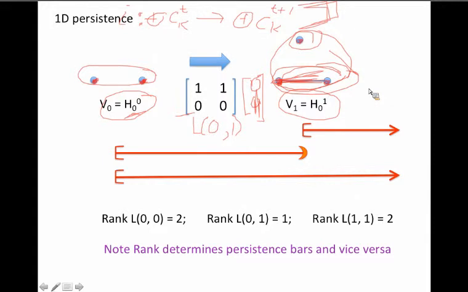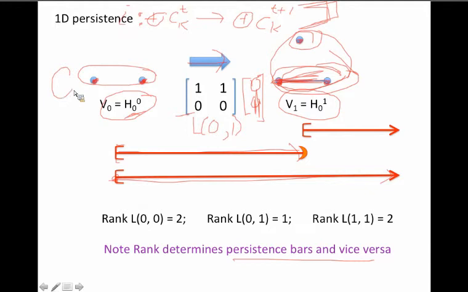Well, if we take a look at our barcode right here, our barcode says that we have one vertex that will be the representative of the component that lasts forever, and at time 0 we have a second vertex that also ends. And we can talk about the persistence bars and the persistent homologies, and that's also indicated by the rank of these maps as well. So here I've got the map that takes me from time 0 to time 1.